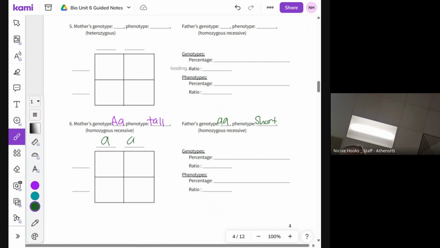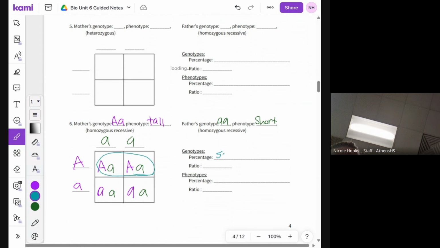Dad's alleles along the top. Mom's alleles along the side. Bring mom's alleles across appropriately this time. I'm gonna make sure I do it right. Yep, a, little a. And then dad's alleles down. And so we've got the right ones in the right boxes. All right. So we're 50-50 here.